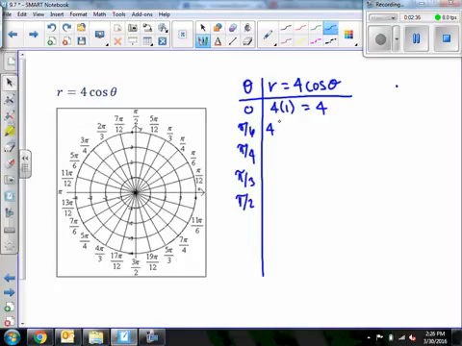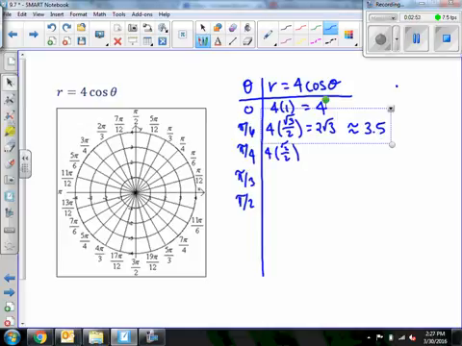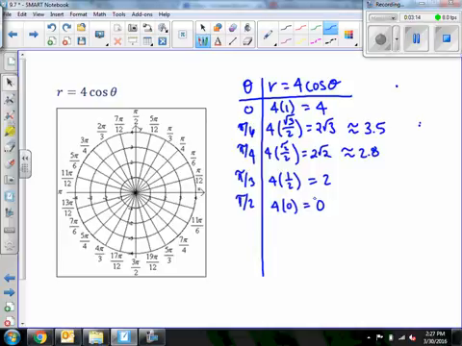Cosine of pi 6 is radical 3 over 2. 4 times radical 3 over 2 is 2 radical 3. Approximately, that's about 3.5. Pi 4ths. Well, cosine of pi 4ths is radical 2 over 2. So that is 2 radical 2, which is approximately 2.8. Pi 3rds. Cosine of pi 3rds is 1/2. 4 times 1/2 is 2. And pi halves, cosine of pi halves is 0. So that's 4 times 0, which equals 0.